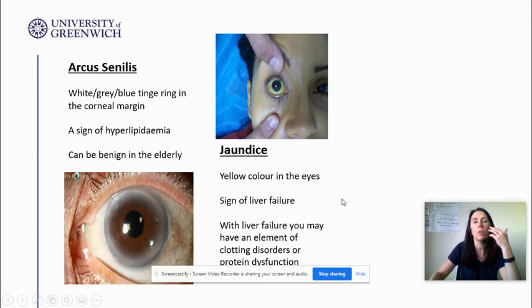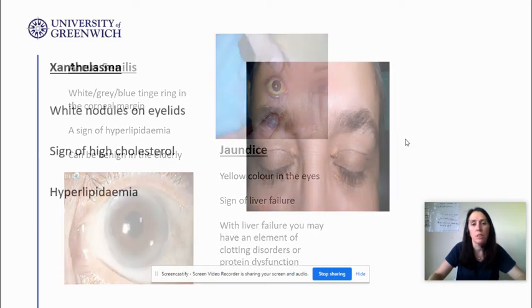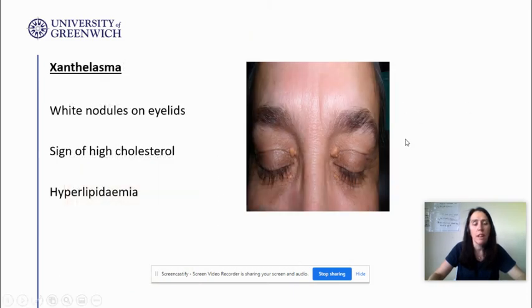So with jaundice, we're looking for a yellow tinge. And normally when you see this yellowness, we're thinking about the liver. So with liver failure, that also links to the circulatory system and the cardiovascular system because it can have an element of clotting disorder in there as well. So it's relevant for us.